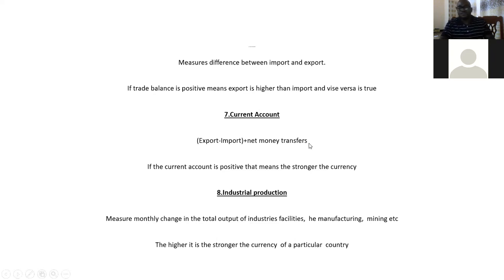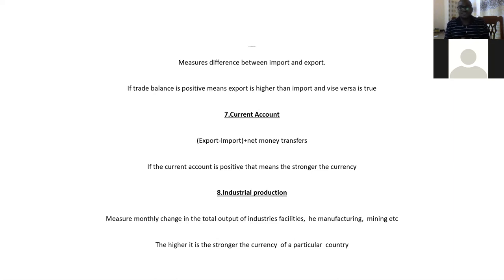Now, if you take export minus import, the answer you get, you take the sum of that with net money transfers. We are talking about the number of transactions taking place in the country. That means we will be able to get the current account, data that will help us to know the picture of the economy of the country. If the current account is positive, that means the currency within the border of the country is stronger.